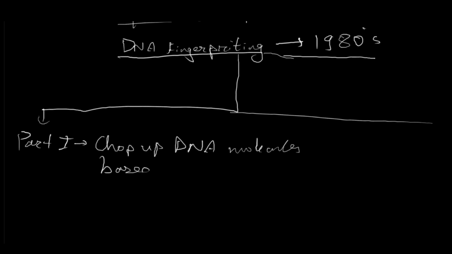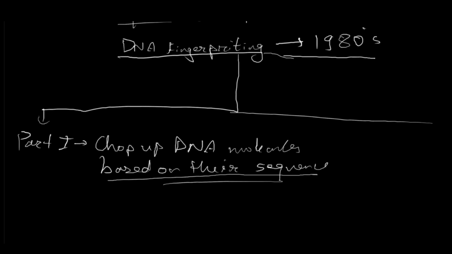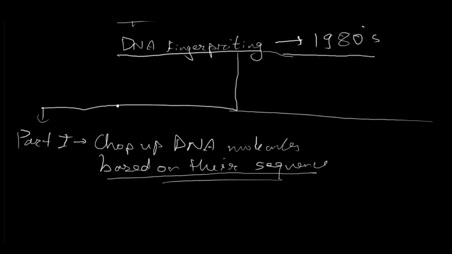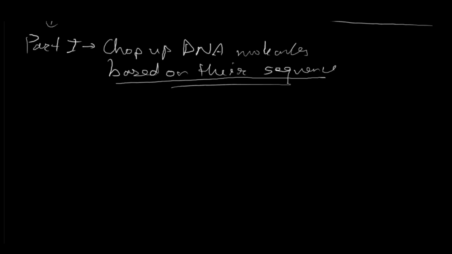based on their sequence. Okay, and this last part of the sentence is kind of important, and what I mean by based on their sequence is something like this. Say I have a specific sequence of DNA. Okay, I have this sequence of DNA.